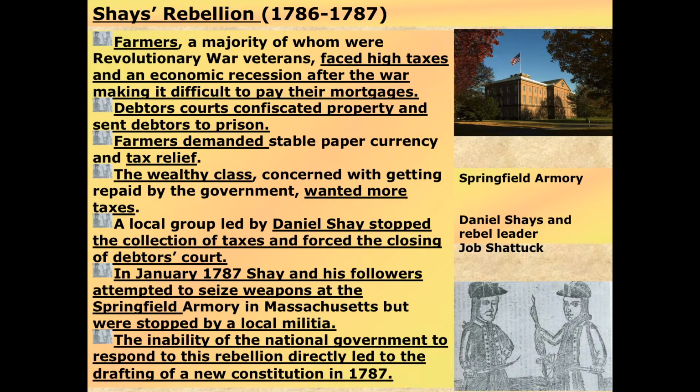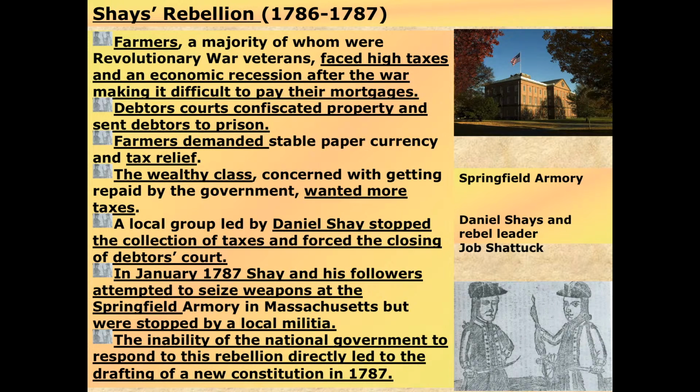Now, the taxes that were raised at this time would mainly be property taxes. So, who has the most property at this time? Farmers. Now, farmers are going to get hit extra hard with taxes, and there's an economic recession that ensues as well. So it's going to be really hard for them to pay off their mortgages on their farm. Now, since they can't pay those bills, debtors' courts are going to confiscate their property and send the farmers to prison. So it's like a double-edged sword right there.